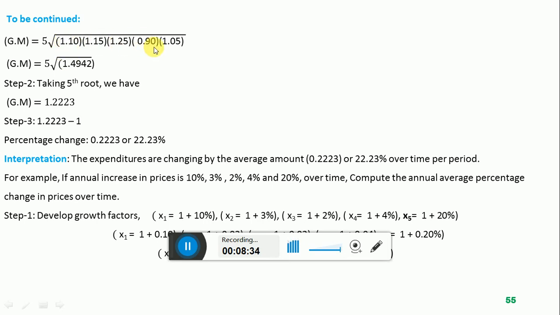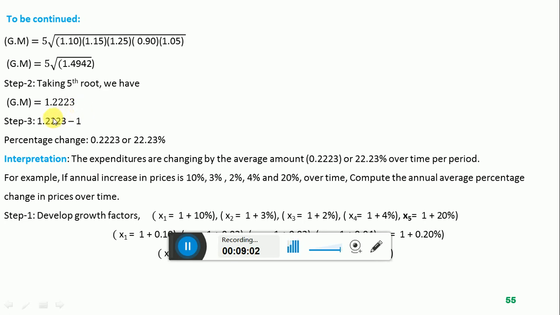When we multiply the 5 different growth factors, we find the value 1.4942, and in step 2, the statistician has to compute the fifth root. The fifth root of this 1.4942 is 1.2223. This is the geometric mean that the statistician calculates by taking the fifth root of the given data set.